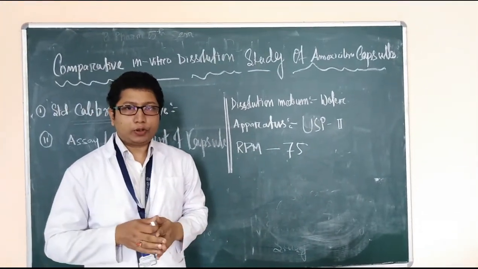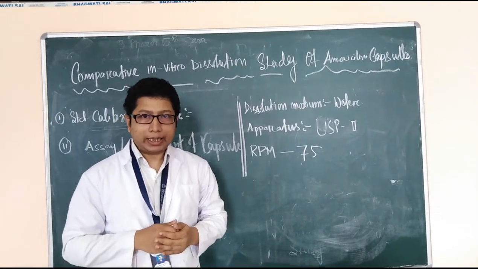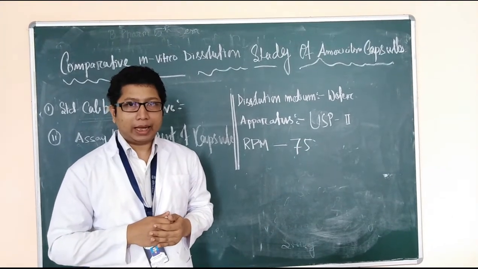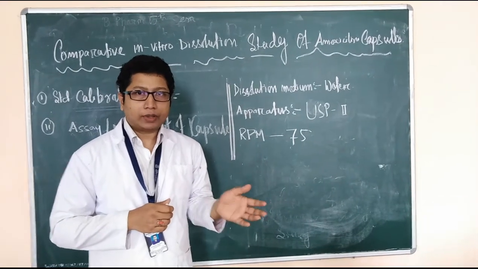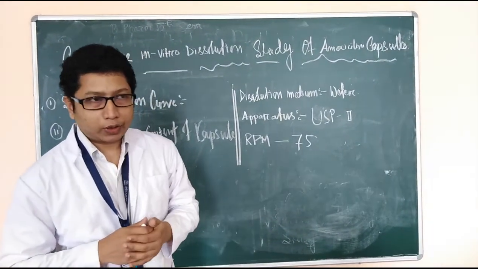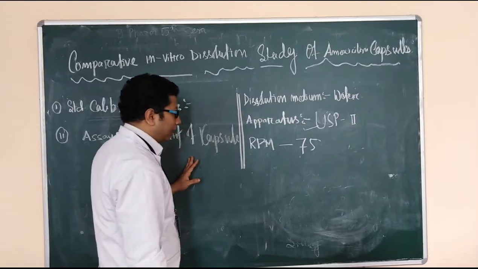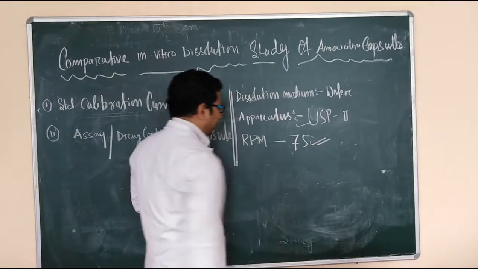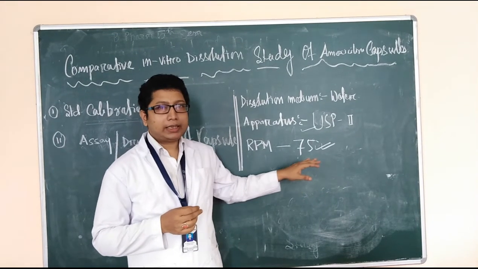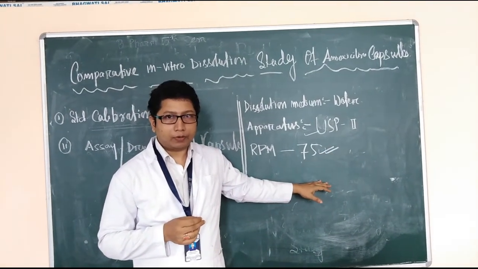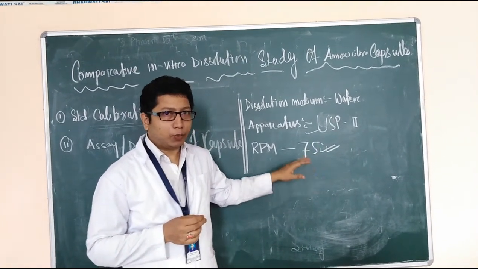As you all know, for the in vitro dissolution study we have a dissolution apparatus. We will take 900 ml of dissolution medium and 3 capsules from each brand and perform the in vitro dissolution study. During the dissolution study, we are going to use a USP type 2 apparatus and a machine speed of 75 rpm. The entire study will be performed following USP NF as the reference standard protocol.